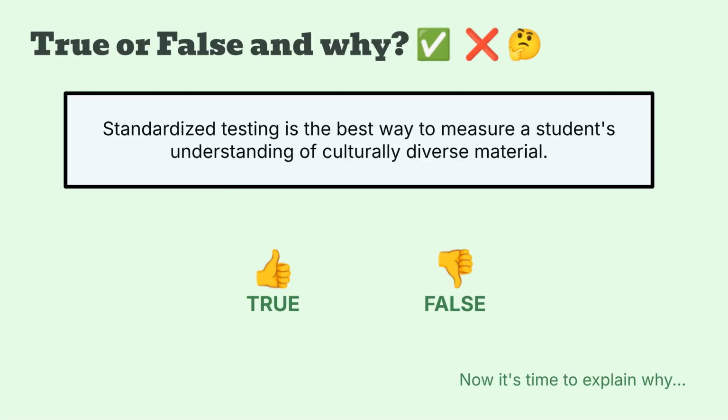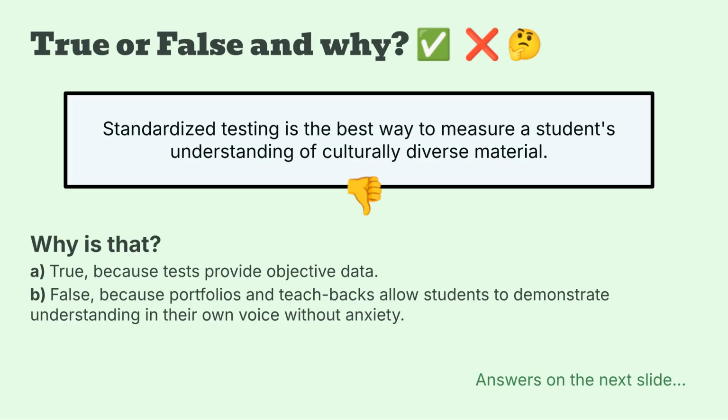True or false, and why? Standardized testing is the best way to measure a student's understanding of culturally diverse material. Why is that? A. True, because tests provide objective data. B. False, because portfolios and teach-backs allow students to demonstrate understanding in their own voice without anxiety. Answer is A. True, because tests provide objective data.